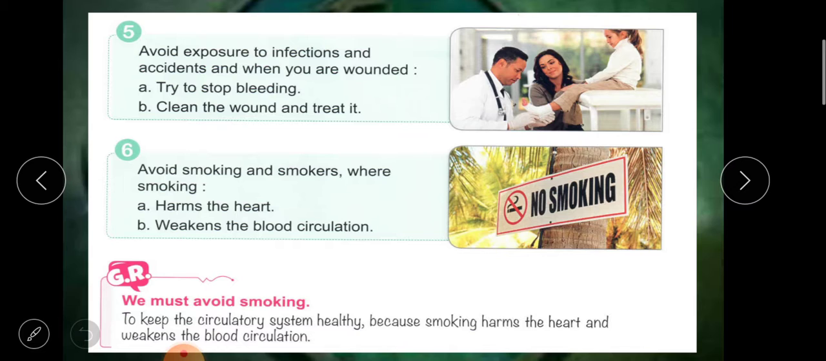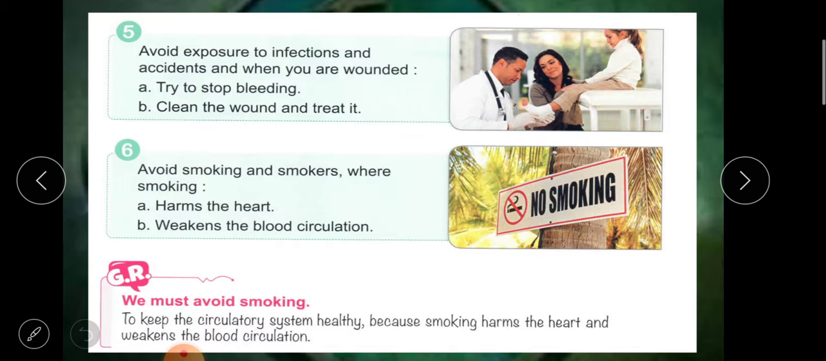But if you are wounded, what do we have to do? First, you have to try to stop your bleeding. So first, we have to try to stop our bleeding. Number 2, you have to clean the wound and then treat it. So if I'm wounded, what do I have to do? First, you have to try to stop your bleeding. Then clean your wound, and then you have to treat it.